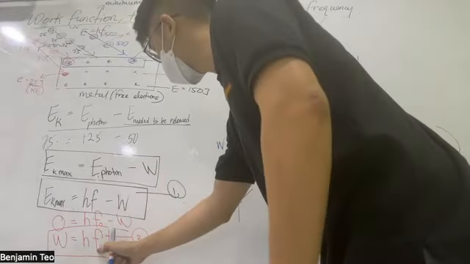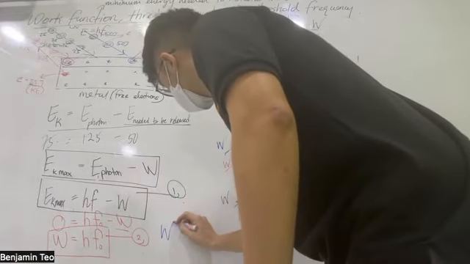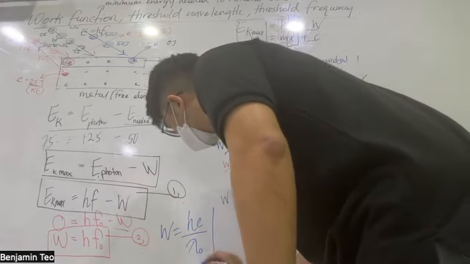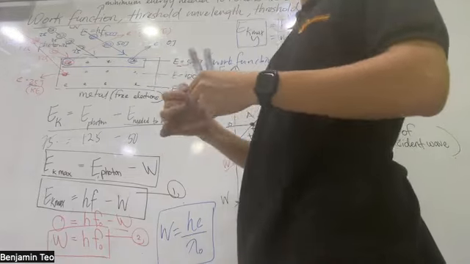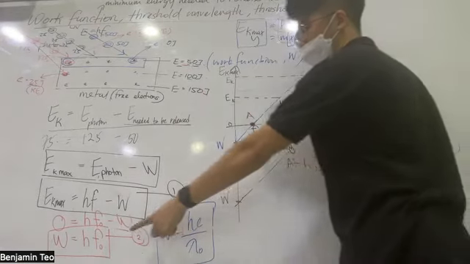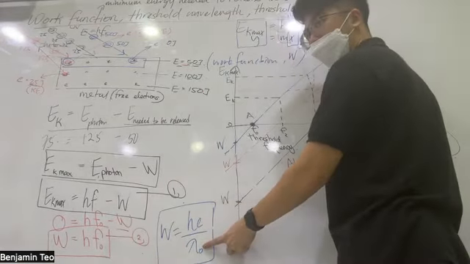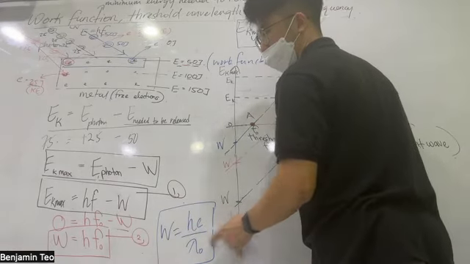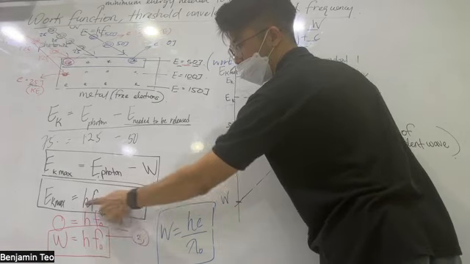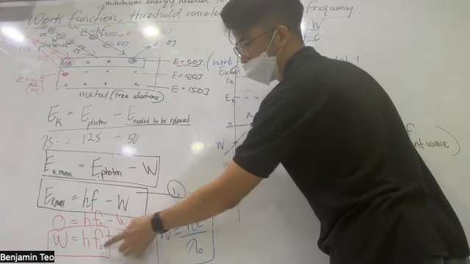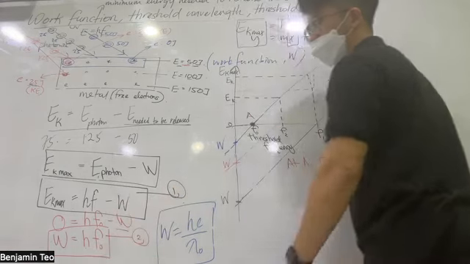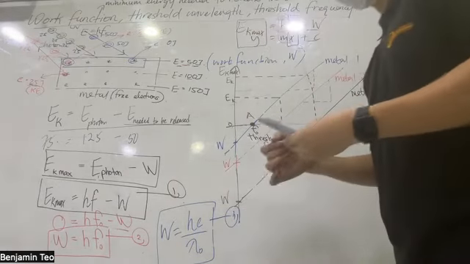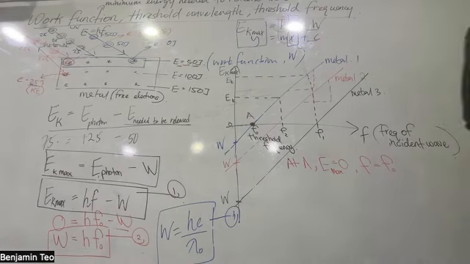W equals hf not, I can also write as W equals hc over lambda not. Threshold frequency, then its wavelength is the threshold wavelength. This can also be substituted in here: hf minus hf not. So 1, 2, and equation 3. OK, I will stop here.